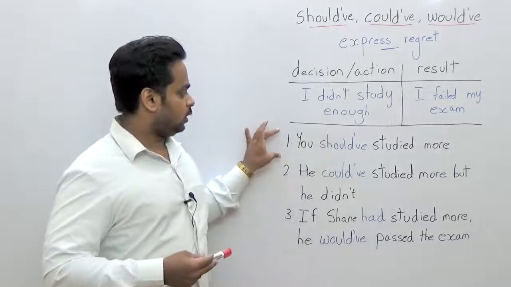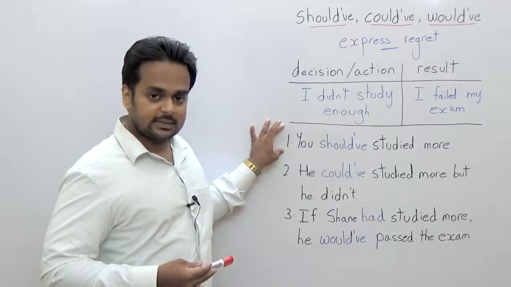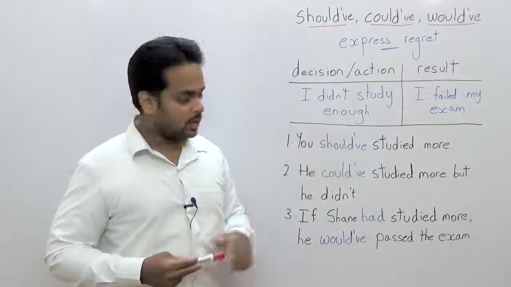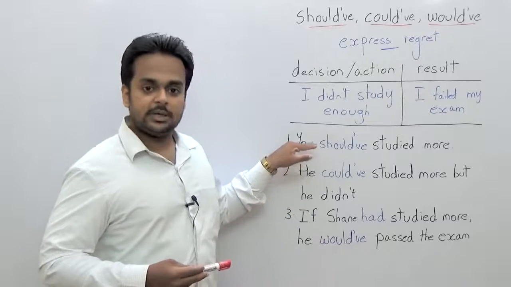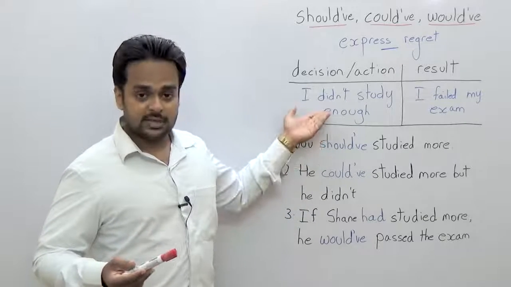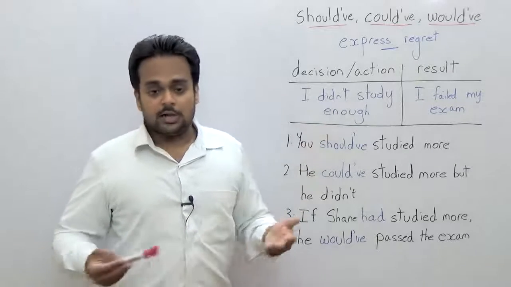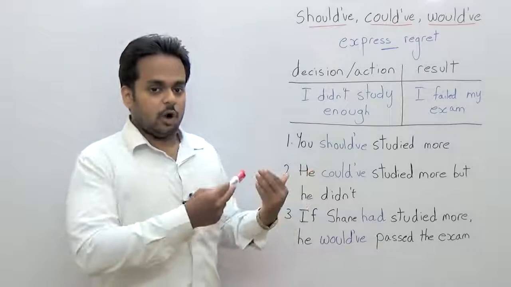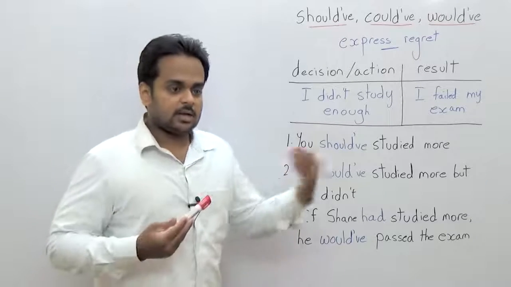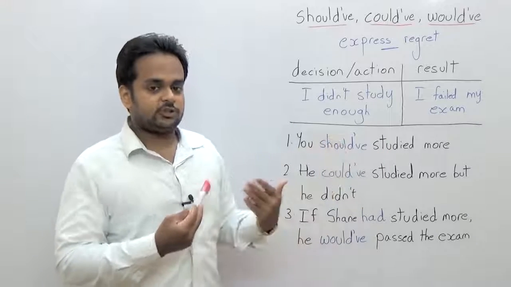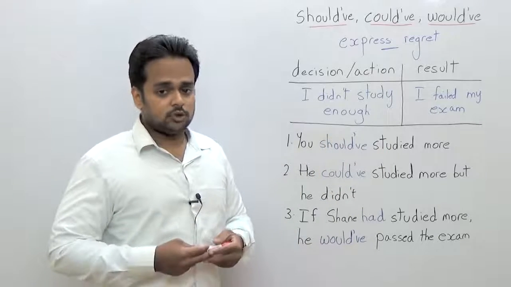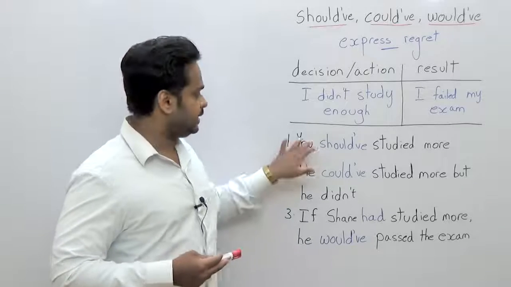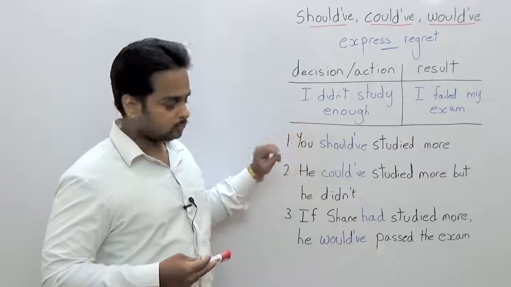Okay? So what this does is it shows that you're unhappy about the decision. This can be you or this can be I. The student might say, I should have studied more. Or two people talking about him, maybe his teacher and another teacher talking about him. His teacher might say, Shane should have studied more. He didn't study and he failed. All right, so this can be any subject.